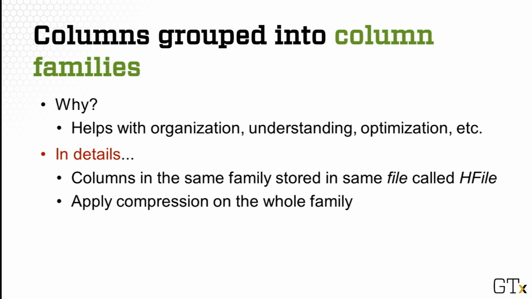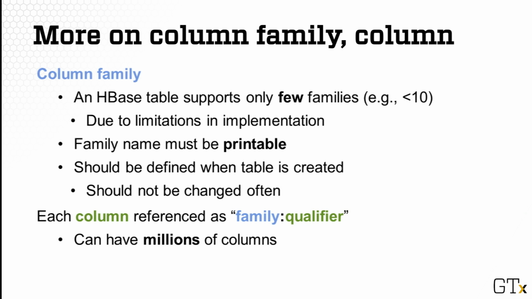We mentioned that HBase is a column-oriented database where data is sorted by column. Columns are further grouped into column families to help with data organization and storage optimization. In detail, columns in the same family are stored in the same file on disk called HFile. And we apply compression on all the columns in the same family. At first glance, column families is a very nice way to group columns. However, unfortunately, HBase supports only a few families due to limitations in its implementation. Family names must be printable, and column family name should be defined when a table is created and should not be changed often. To locate a column, you need to include its family name.